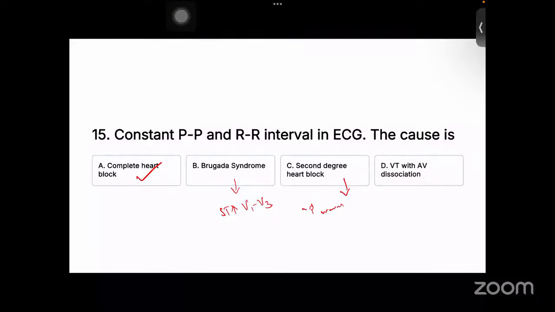And VT with the AV dissociation is possible with the constant PP and RR interval, but there is a wide QRS complex. Okay, there is a wide QRS complex. Since it is not mentioned in the question, I would rather go for the complete heart block.